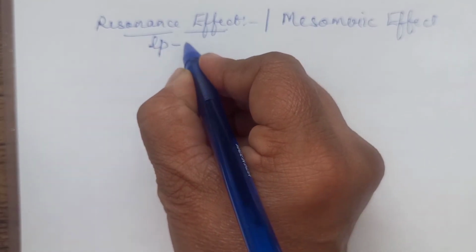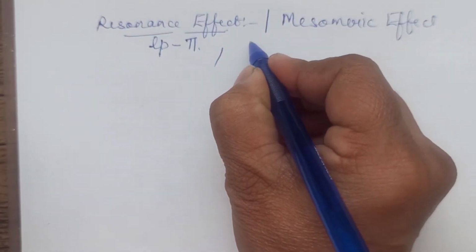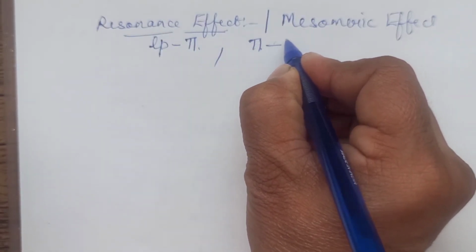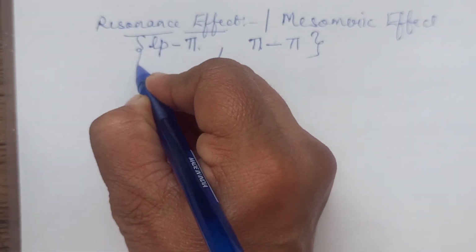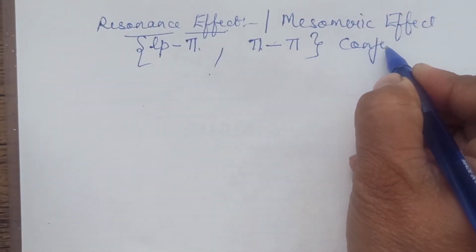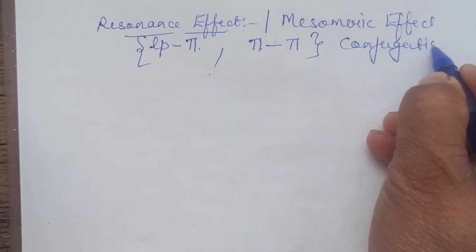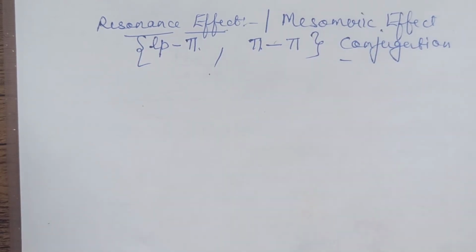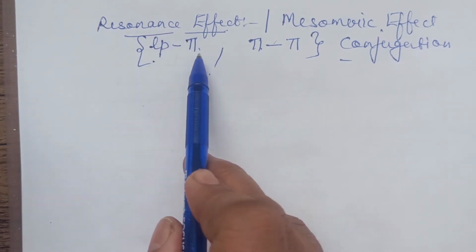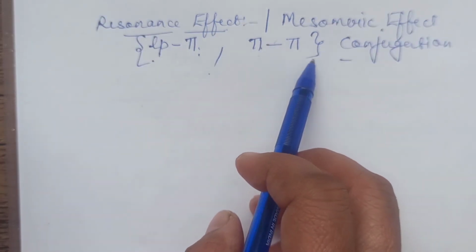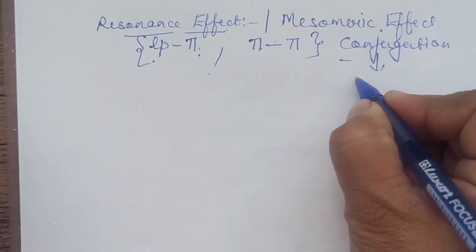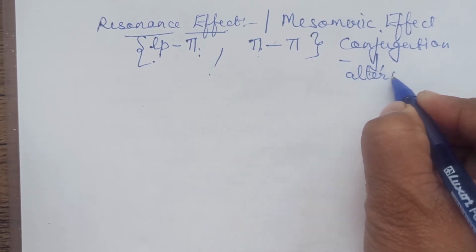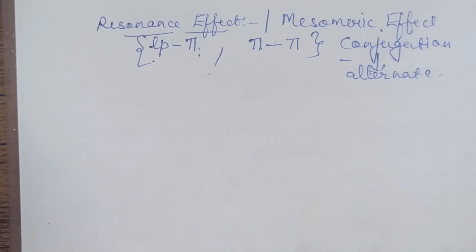pi bonds, or we can say two pi bonds, pi bond and pi bond, or lone pair and pi bond, if they are in conjugation. If they are in conjugation, then this effect is visible. Conjugation means alternate. If they are present alternate to each other, then this effect will be visible. So this effect will be able to explain many properties.